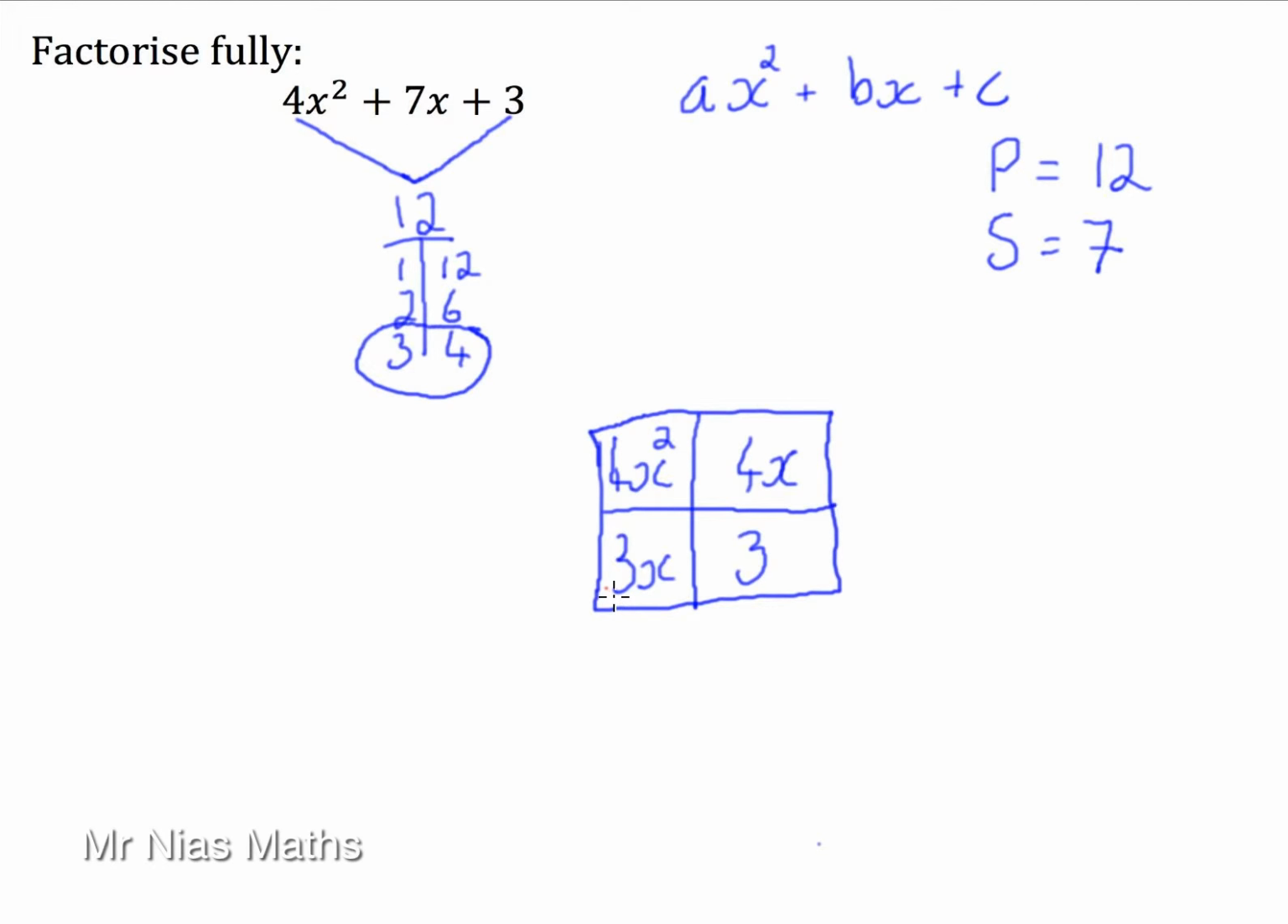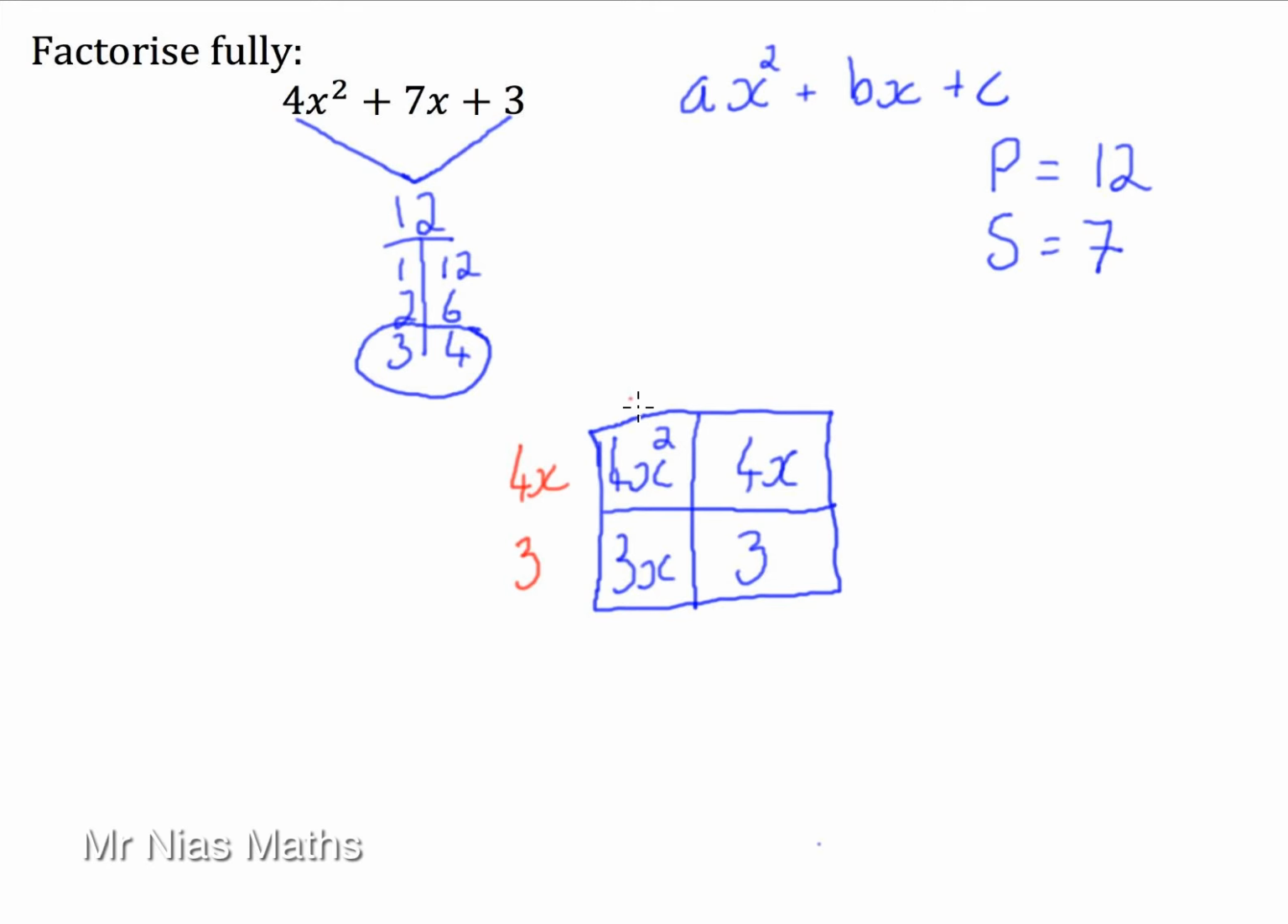So going along this bottom row, 3x and 3, the only factor I can take out there is 3, which divides both. Moving along this row, they could both be divided by 4, so 4 is a factor, but also there's an x squared and an x here. That is an x, I promise, even though I've drawn it really badly. So I can take out the factor of 4x from those two.